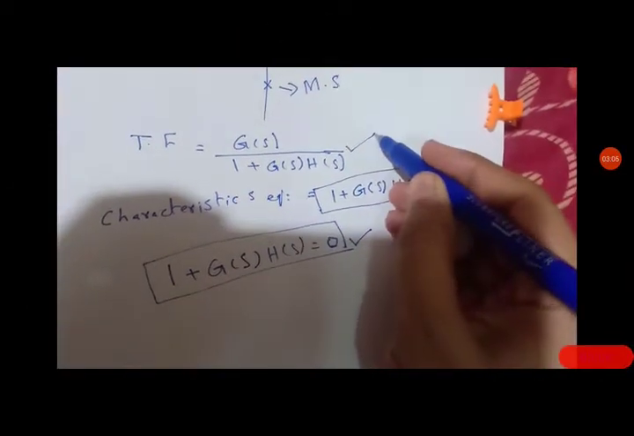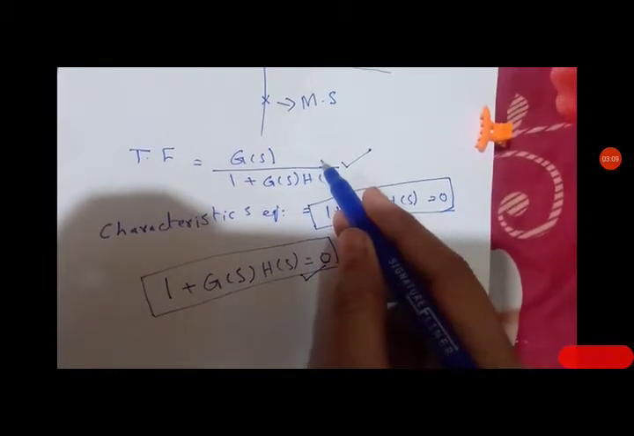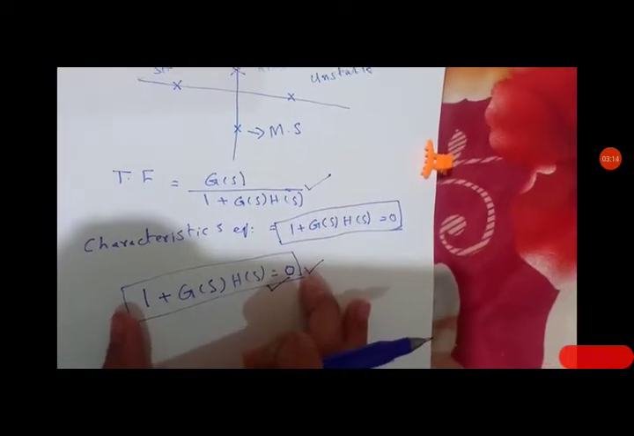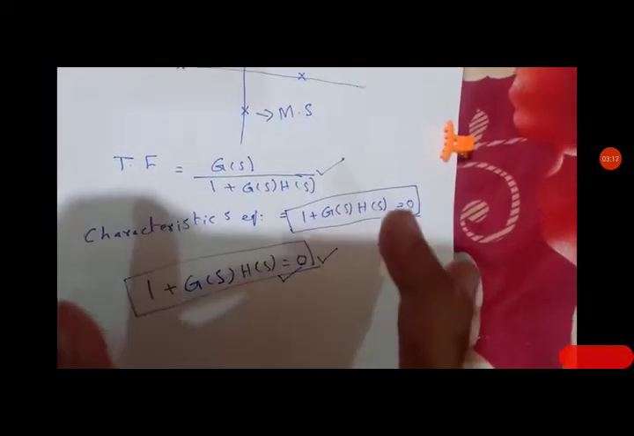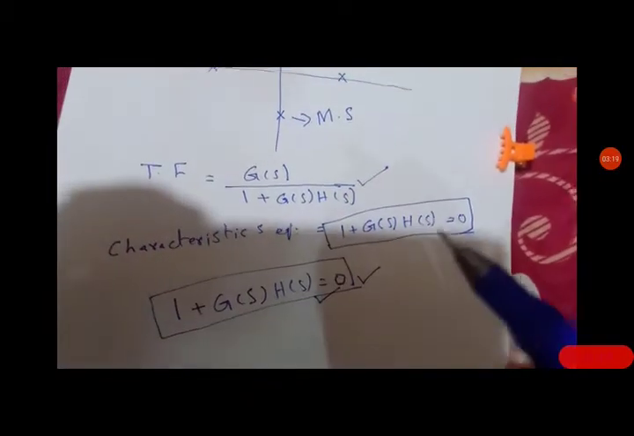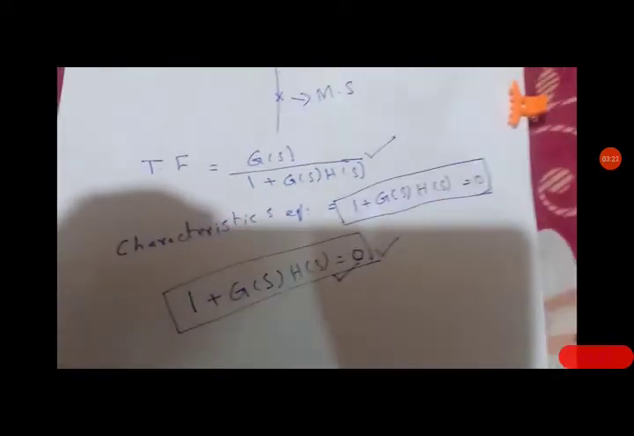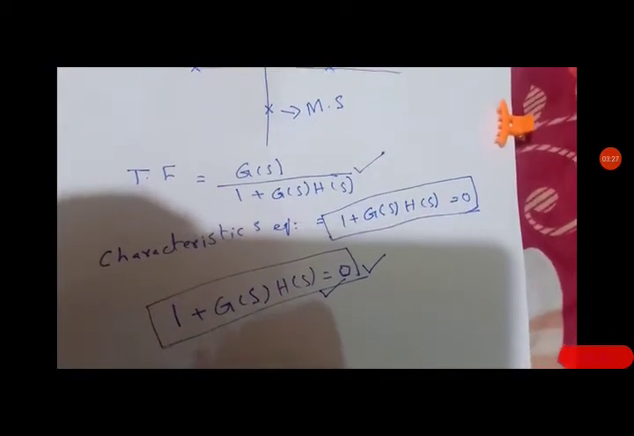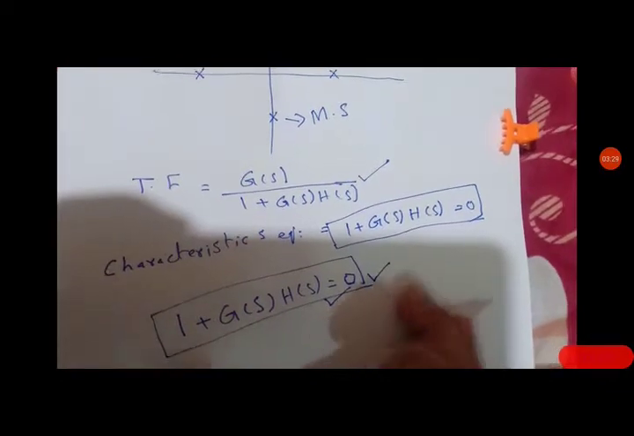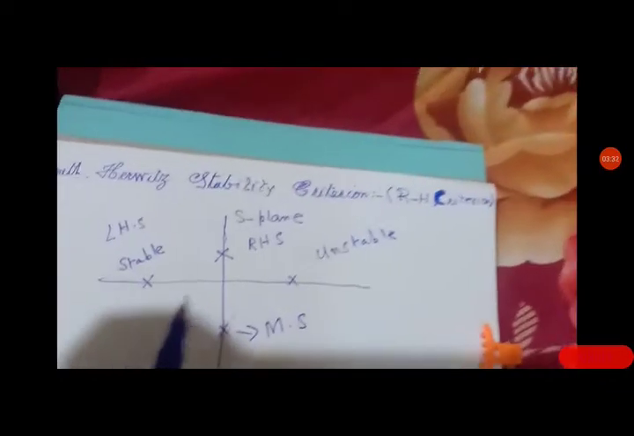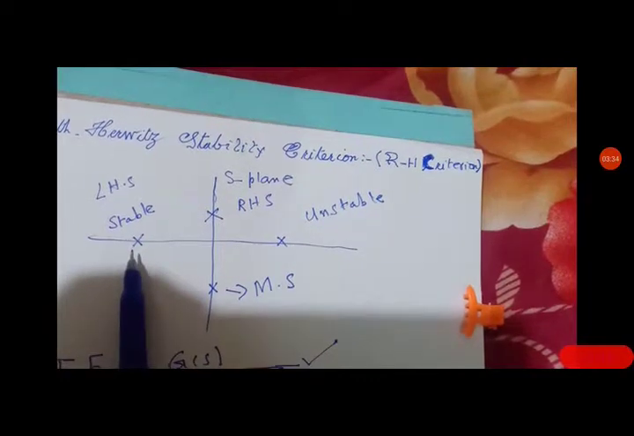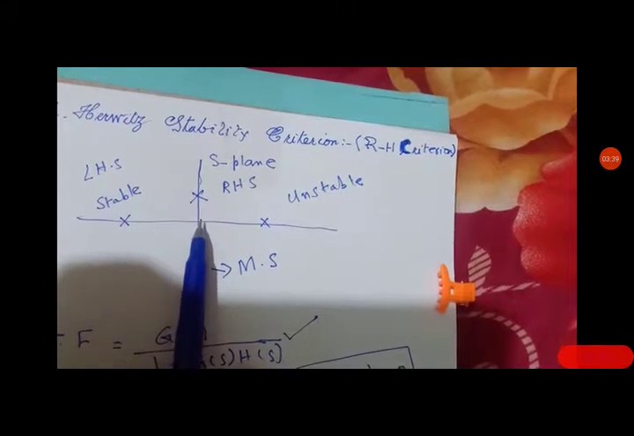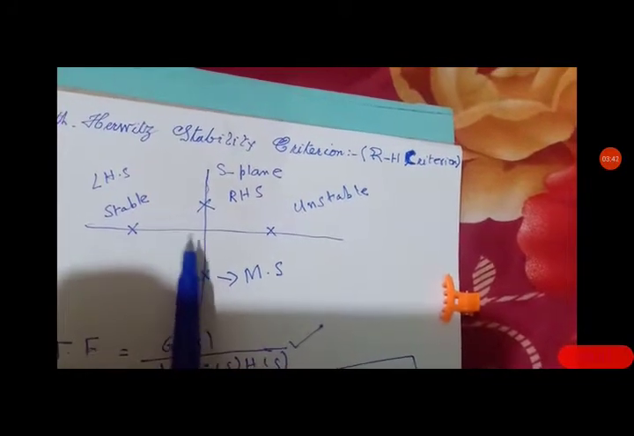This is our transfer function. This is the characteristic equation of this transfer function, and this characteristic equation is nothing but the poles of the system, and to determine the stability of any closed loop transfer function, we will have to use this characteristic equation. We will analyze the poles, then we will tell whether the poles are in the left half of the plane or in the right half of the plane, or they are on the marginally stable system.